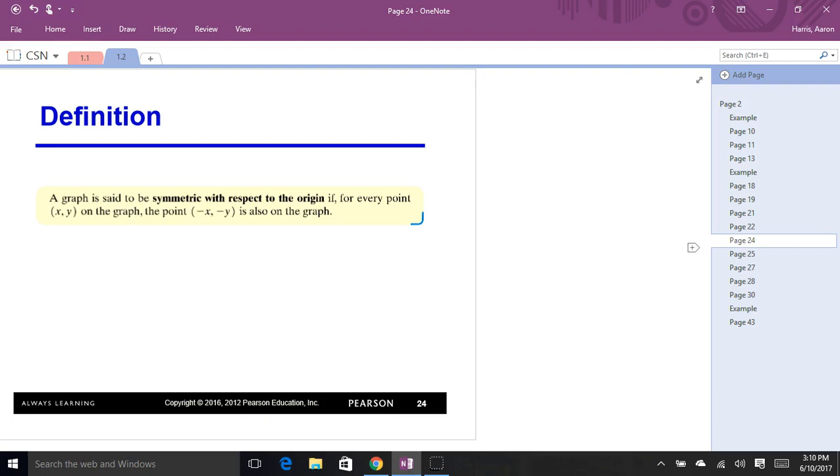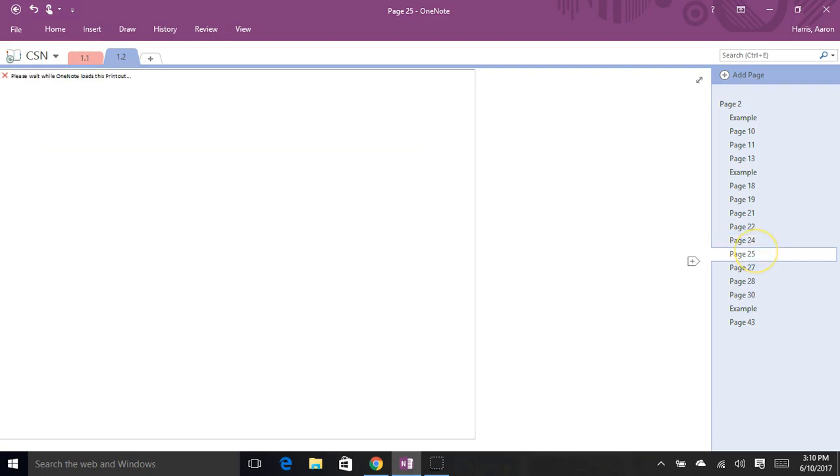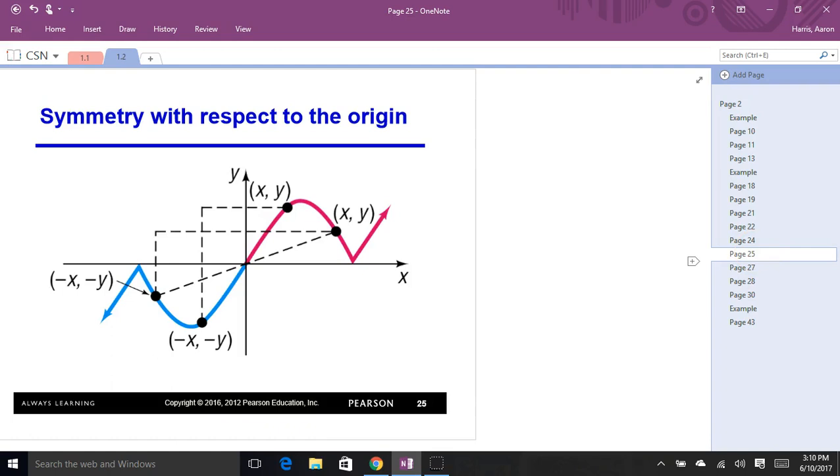If you're symmetric with respect to the origin, that means you're going to be flipped about both axes. So for instance, this point (4, 1), if you flip it about the y-axis, and then you flip it about the x-axis, you'll have the point (negative 4, negative 1). So both signs will change in that case. Okay.